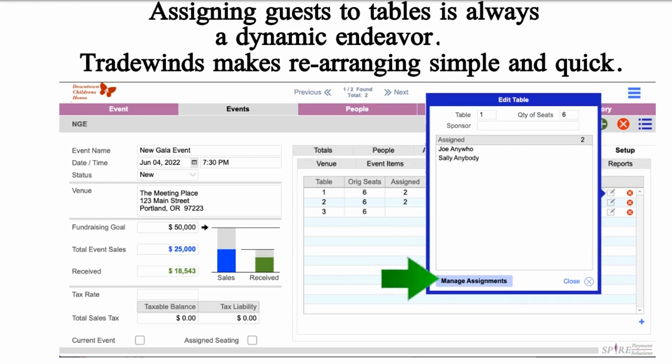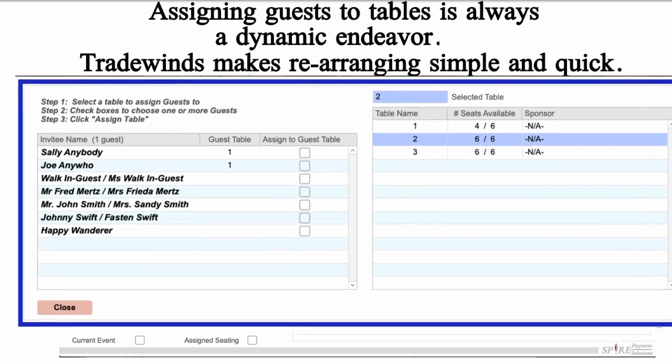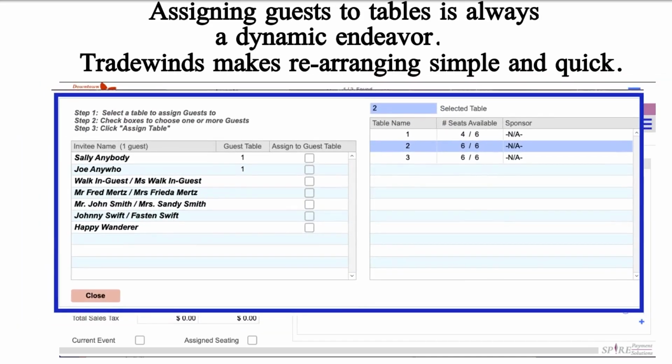A pop-up window will appear. Click on the Manage Assignments button. The Guest Assignment window will appear. Select Table 2. Now, click the Assign checkbox for Sally.